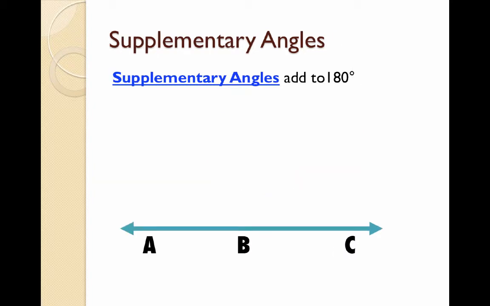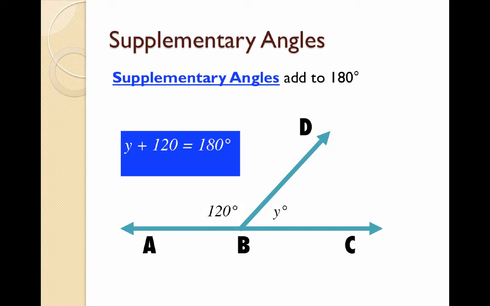This here is a straight line. It's worth 180 degrees. If I split it into two separate angles, it's still worth 180 degrees. If I know what one of the angles is, let's say 120, I might be asked to find the second angle. Here's how I work it out.